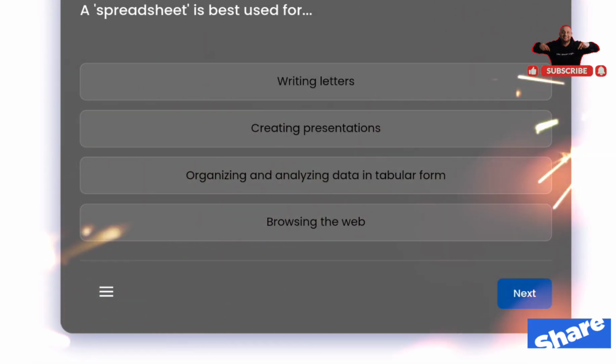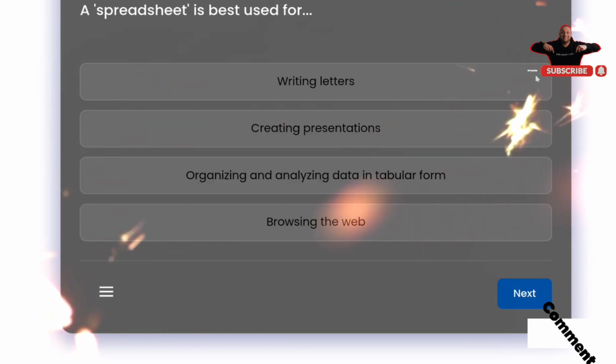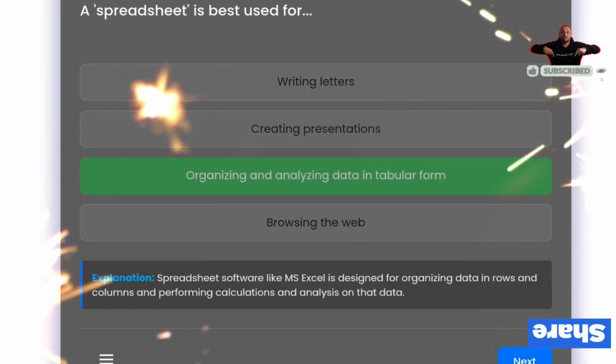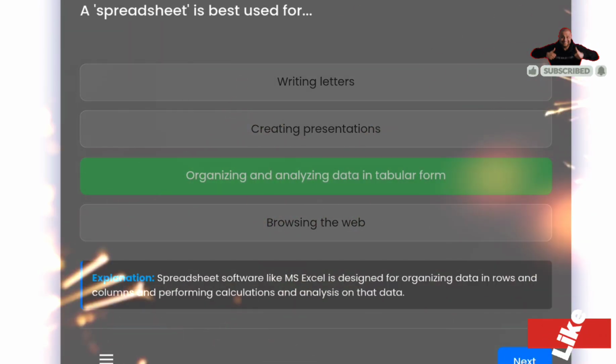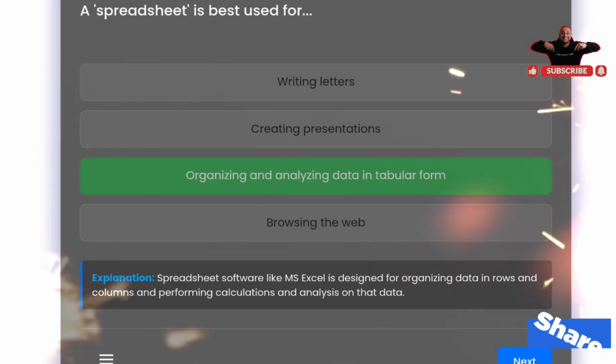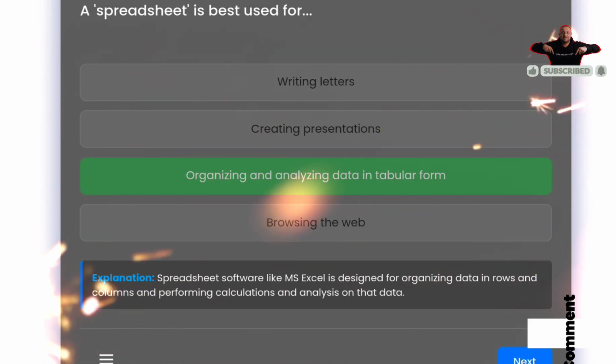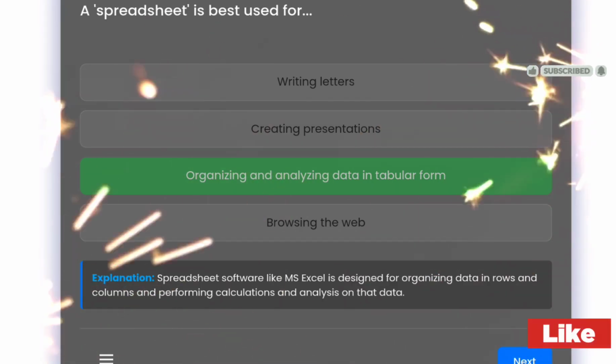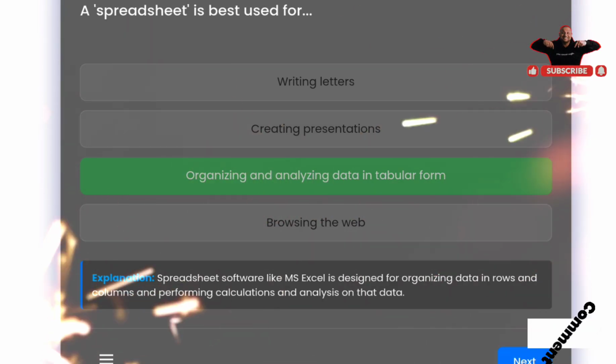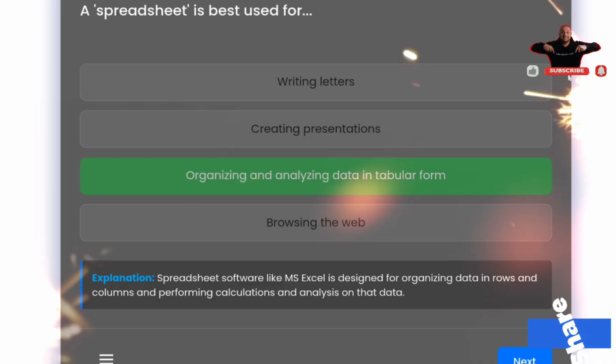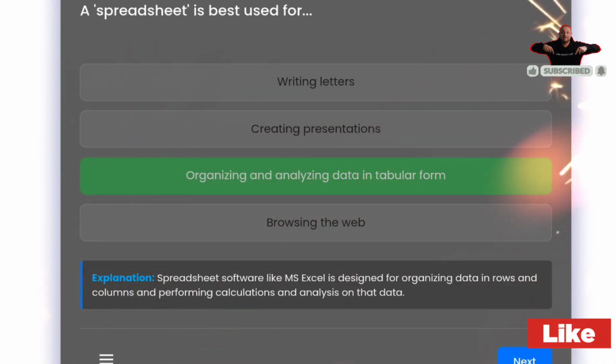A spreadsheet is best used for organizing and analyzing data in tabular format. Spreadsheet software like MS Excel is designed for organizing data in rows and columns and performing calculations and analyzing the data.